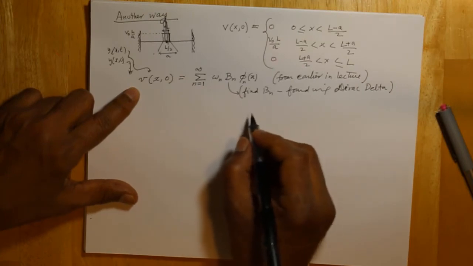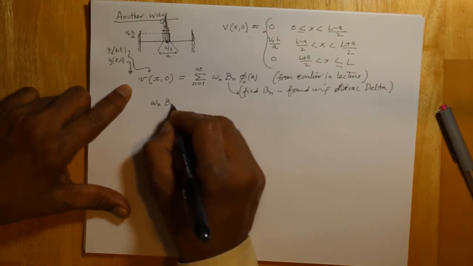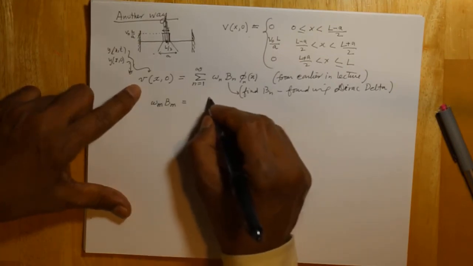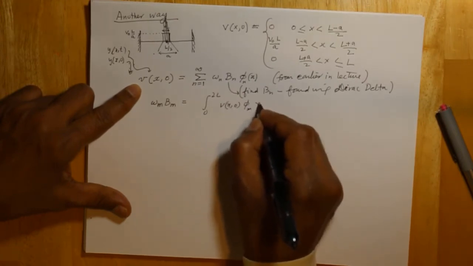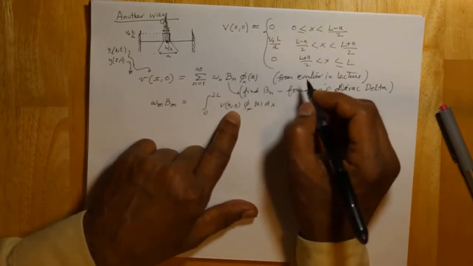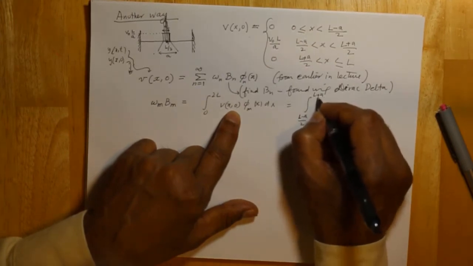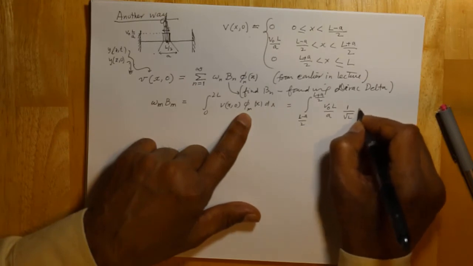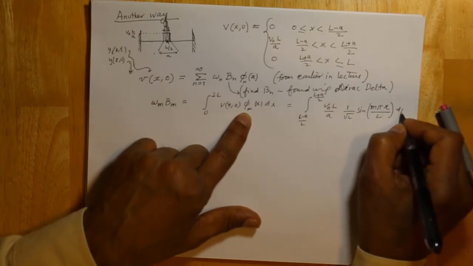Here we're going to use the same trick. Omega m bm, the particular one, will simply be equal to the integral from 0 to l of v of x0 phi m of x dx. This series will turn out like that. Now we have a very simple function to integrate: from l minus a over 2 to l plus a over 2 of v0 l over a times 1 over square root of l times sine m pi x over l dx.